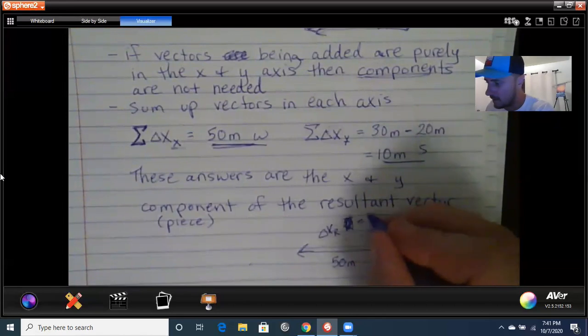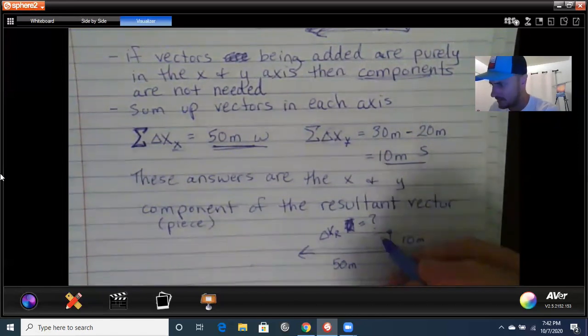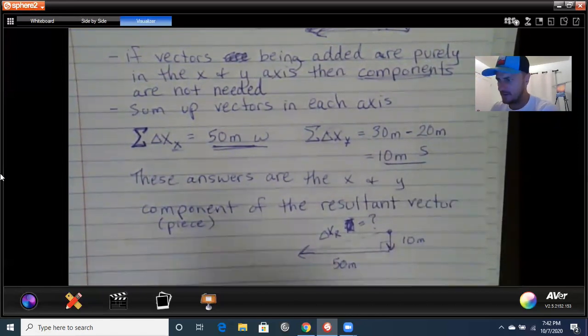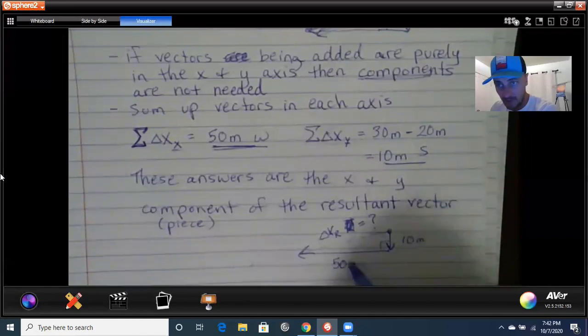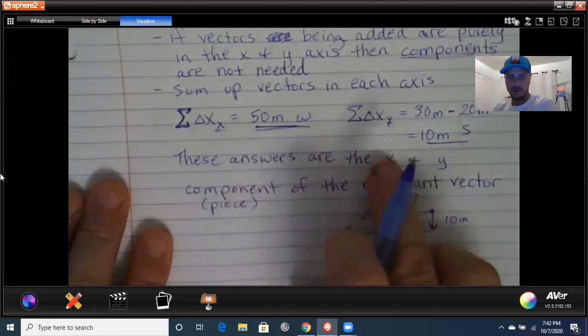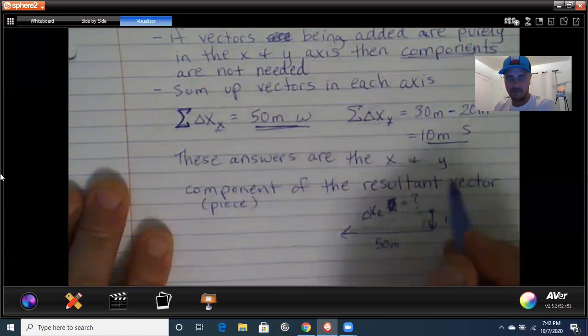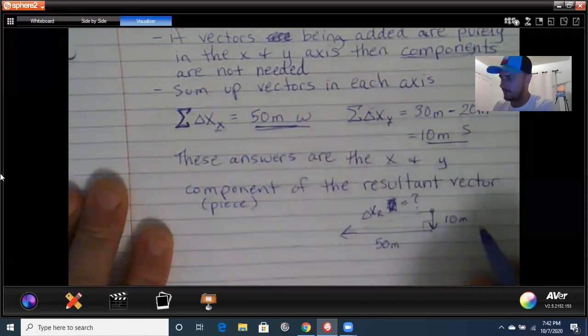Some of you, while I've been saying some of the same stuff over and over because I want to make sure that everyone's getting it, you already know what to do. You've already decided, I know what to do. This is easy. This is a right triangle. This is a squared plus b squared equals c squared. This is Pythagorean theorem. So that's our next step. These answers are the x and y component of the resultant vector.